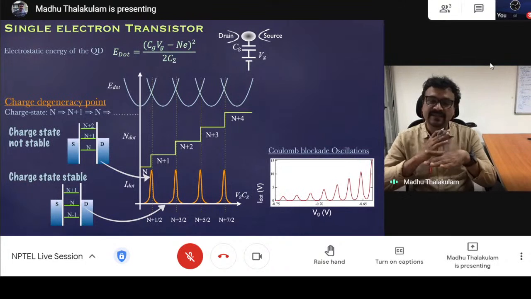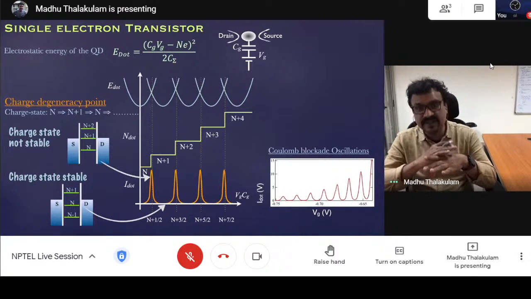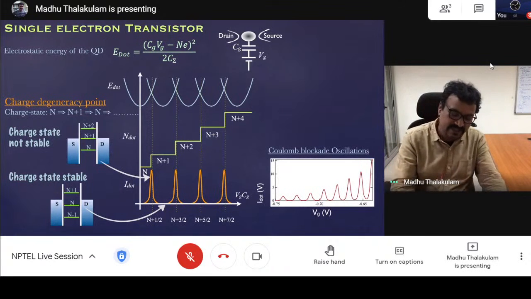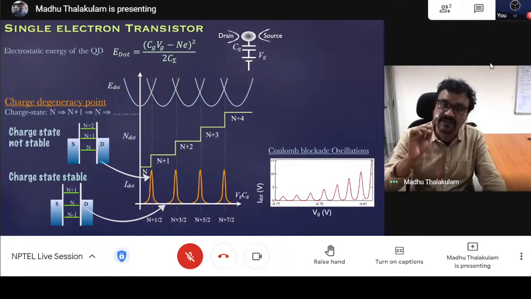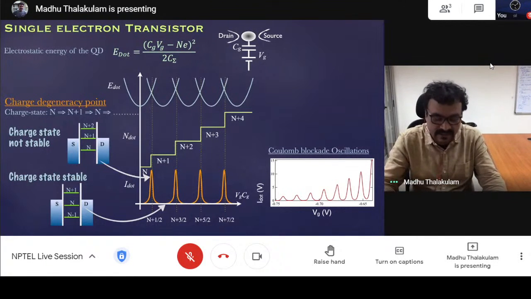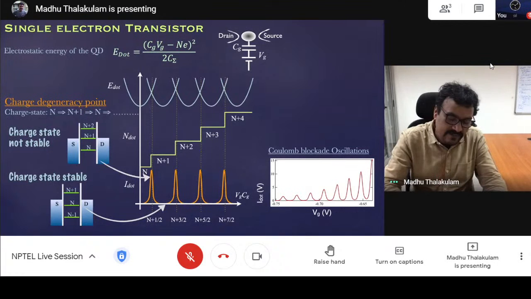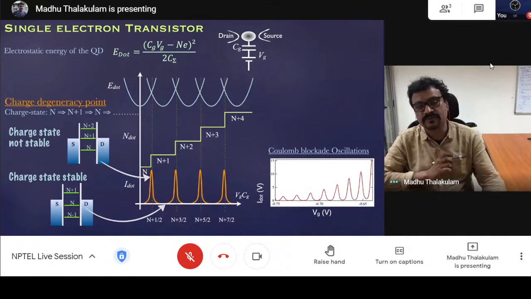Okay, that is the place where the transport can happen. So whenever the gate voltage VG satisfies E(n) = E(n+1), that is here, that gate voltage will give you a current through the dot.